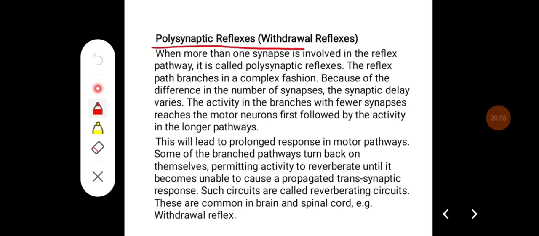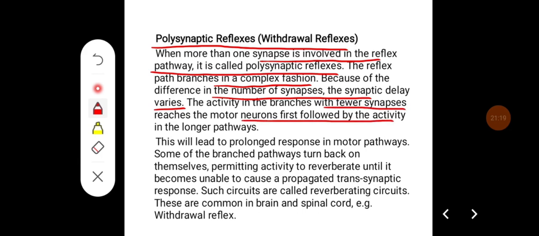Coming to polysynaptic reflexes or withdrawal reflexes, when more than one synapse is involved in the reflex pathway, it is called a polysynaptic reflex. The reflex path branches in a complex fashion. Because of the difference in the number of synapses, the synaptic delay varies. The activity in the branches with fewer synapses reaches the motor neuron first, followed by the activity in the longer pathways. This will lead to a prolonged response in motor pathways.